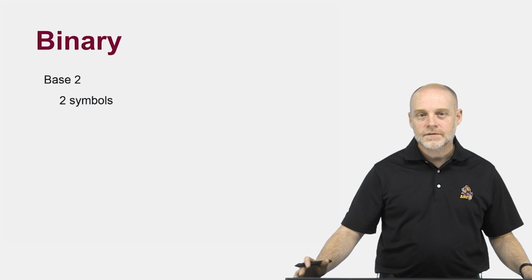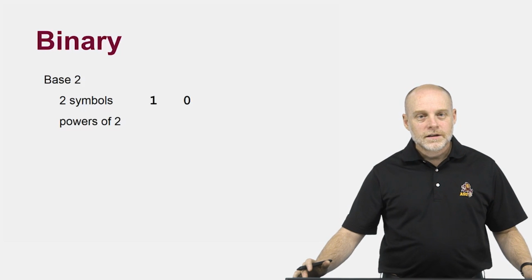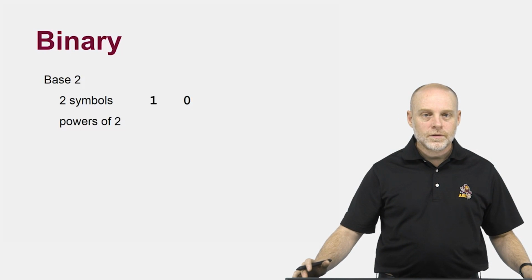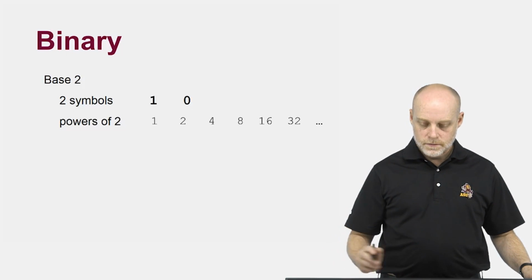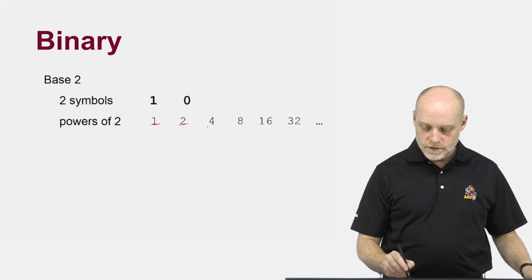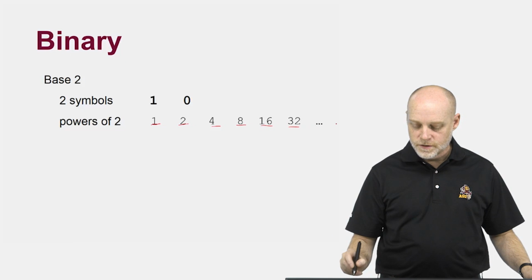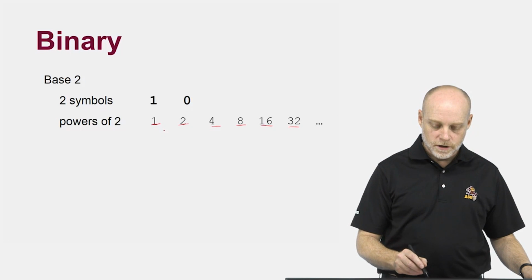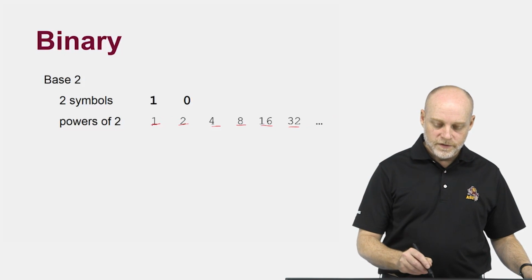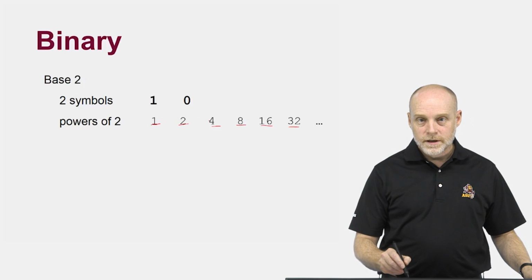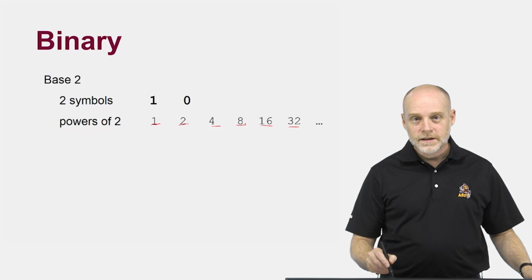This means two things. First, there are two symbols that we use, the 1 and the 0. And second, the columns are powers of 2. So we have our 1s, our 2s, our 4s, our 8s, our 16s, our 32s, and so on. And you'll notice that each column is 2 times the previous column. 1 times 2 is 2, times 2 is 4, times 2 is 8, and so on.